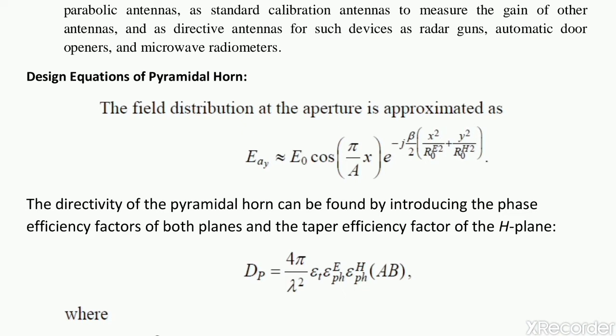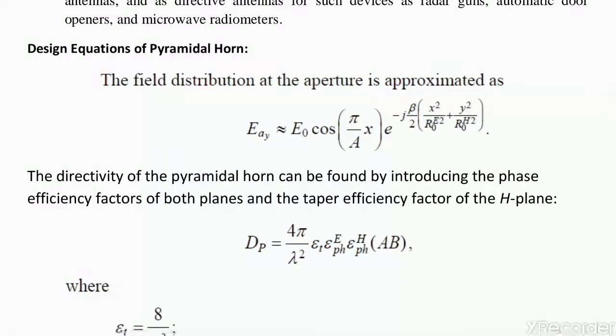The directivity of pyramidal horn can be found by introducing the phase efficiency factors of both planes and the taper efficiency factor of the H plane. We can see from the equations, D_p is equal to 4 pi upon lambda square, multiplied by the phase efficiency factors of both planes and the taper efficiency factor of the H plane.